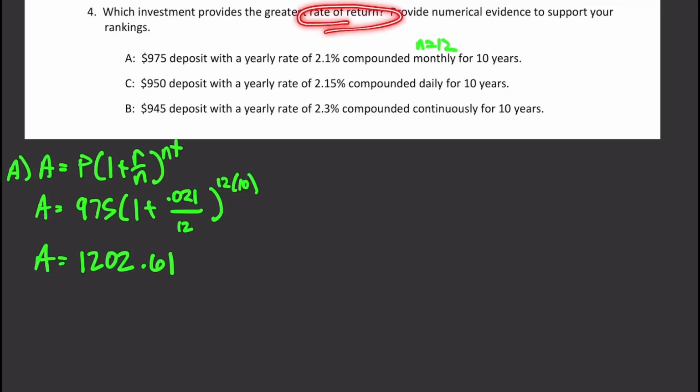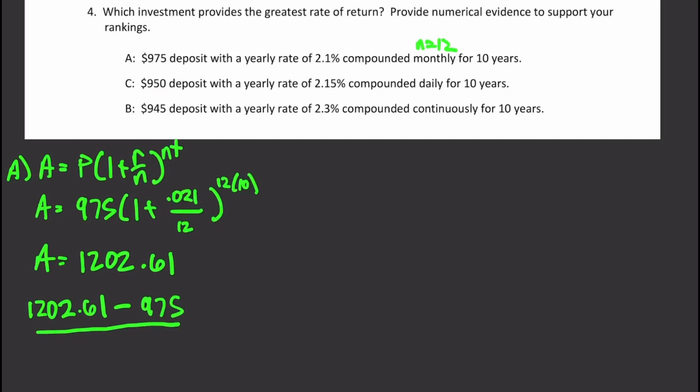Now, that doesn't give me a rate of return, remember. It says rate of return. So what I need to do now is see what percent increase that is over the original. So the way we do that is we take our end amount, subtract our original amount, and divide that by our original amount. And that's going to be 0.2335. So that's the rate of return on that particular investment.